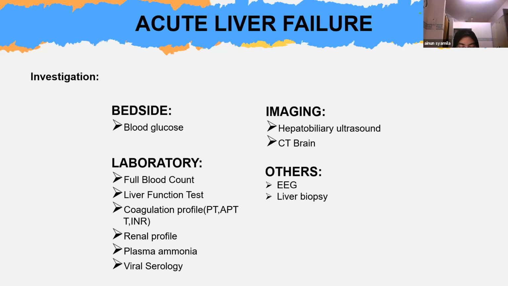And we can also do CT brain to rule out the cerebral edema, which is one of the complications of liver failure also. The others, we can do EEG, and based on the textbook, it's stated that some of the EEG, the electroencephalogram, show the acute hepatic encephalopathy evidence, and for other invasive investigation, we can also do liver biopsy.